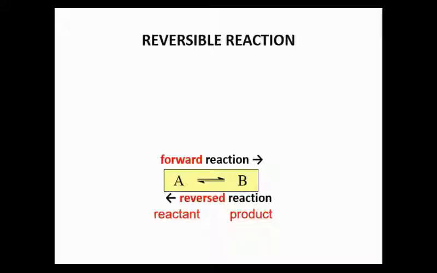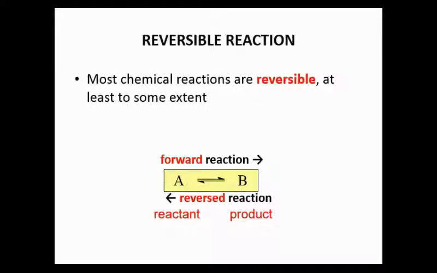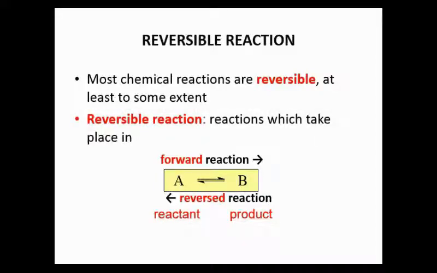Okay, what is reversible reaction? Most chemical reactions are reversible. In many chemical reactions around us, they are reversible at least to some extent. So, what is the definition of a reversible reaction? A reversible reaction takes place in both forward and reverse direction.